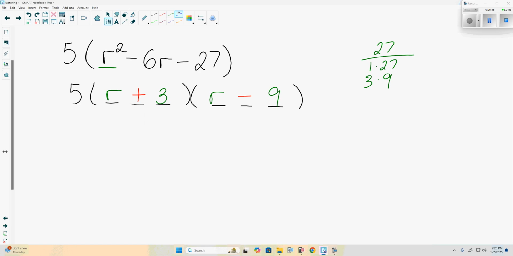And we can check this here. R times negative 9 is negative 9r. 3 times r is positive 3r. And negative 9r plus 3r is indeed negative 6r. Is that the middle term we wanted?